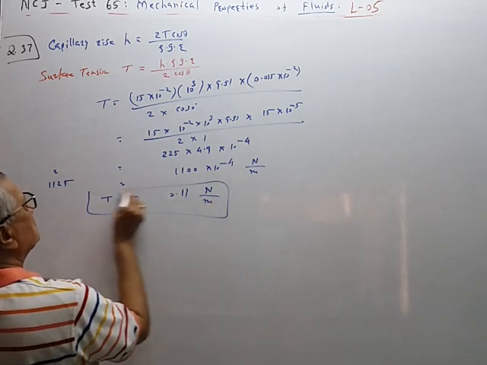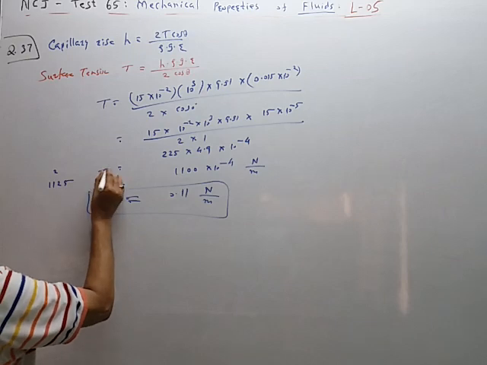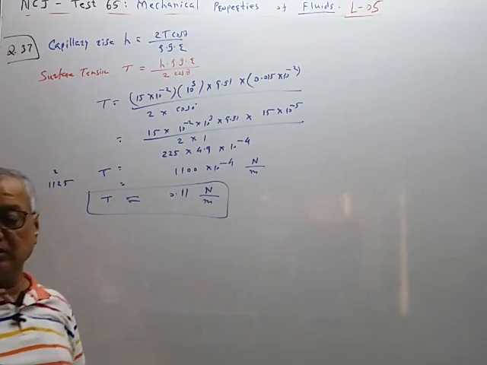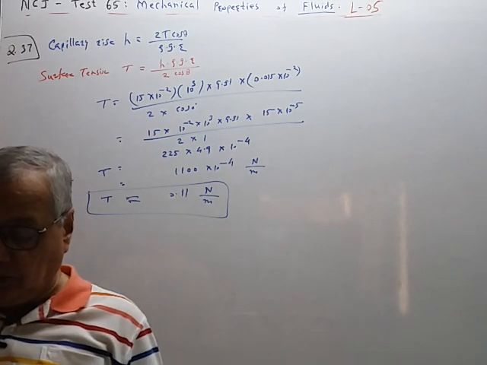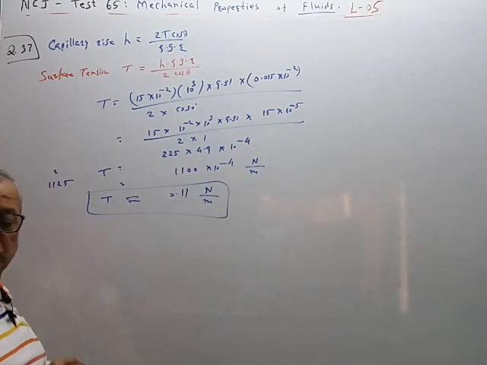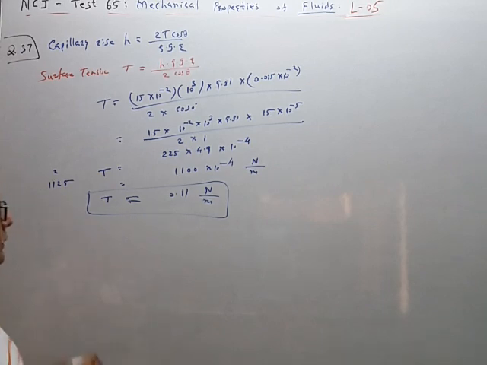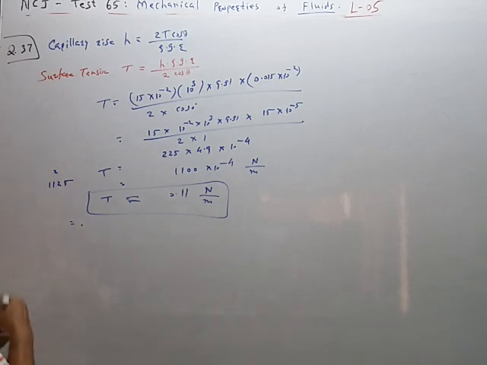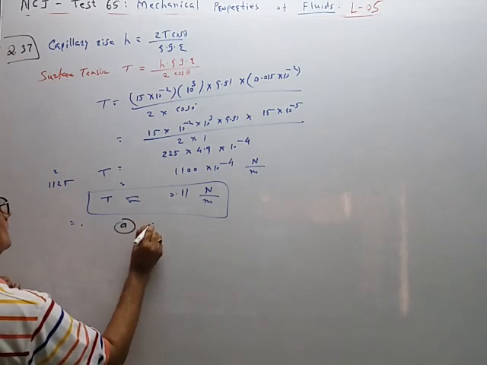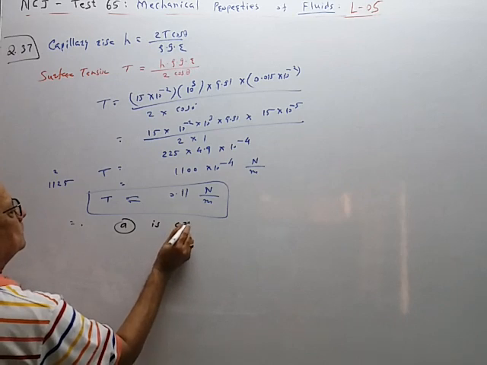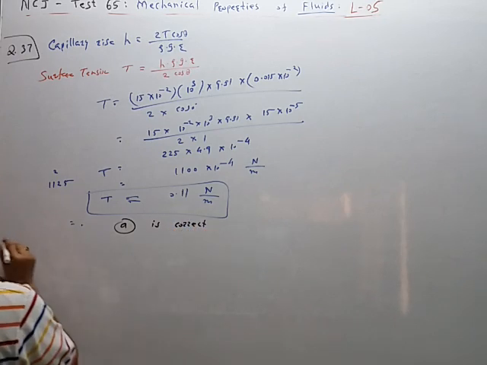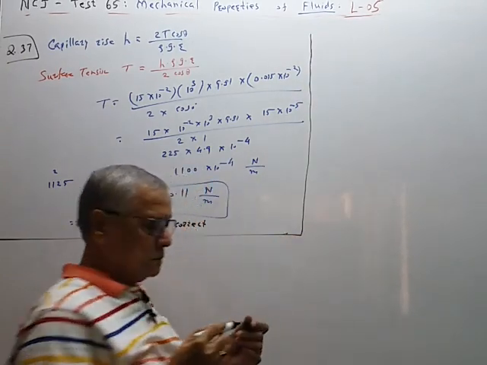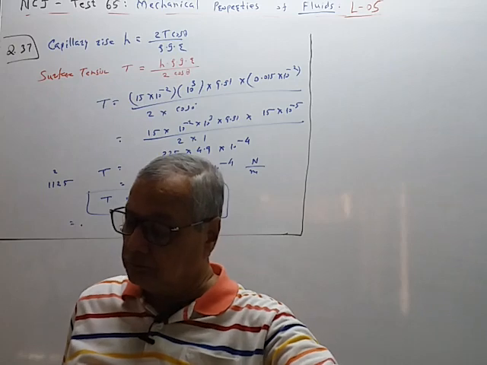Surface tension is equal to this much. The approximate calculation is used like this. So nearly it is 1. So the correct choice is A. Therefore, A is correct.